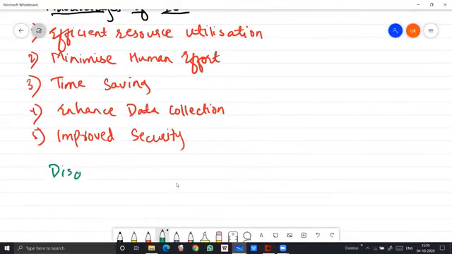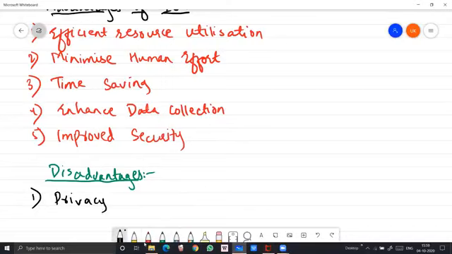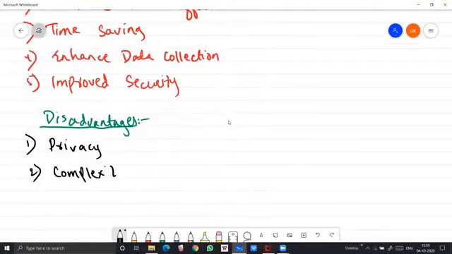There are very few disadvantages as compared to the advantages. What are the disadvantages here, students? The disadvantages are privacy, and the second one we can say is complexity. So, students, these are the few things which we have studied in our chapter.